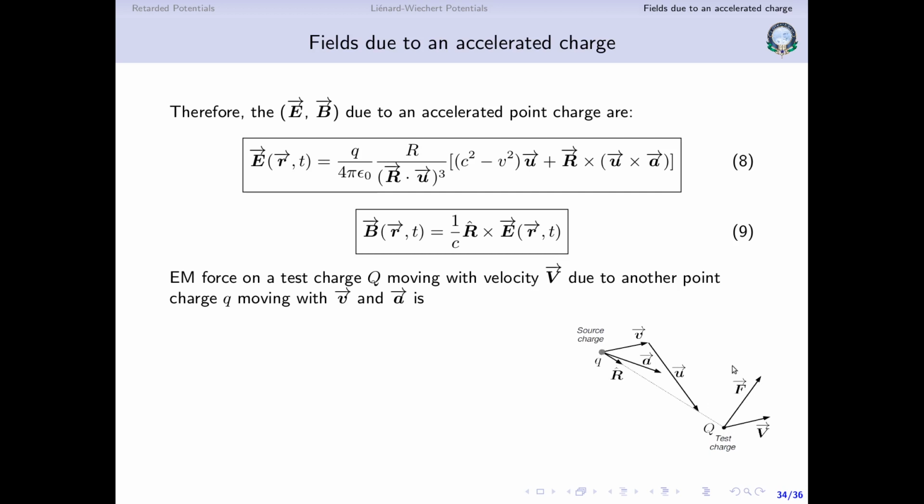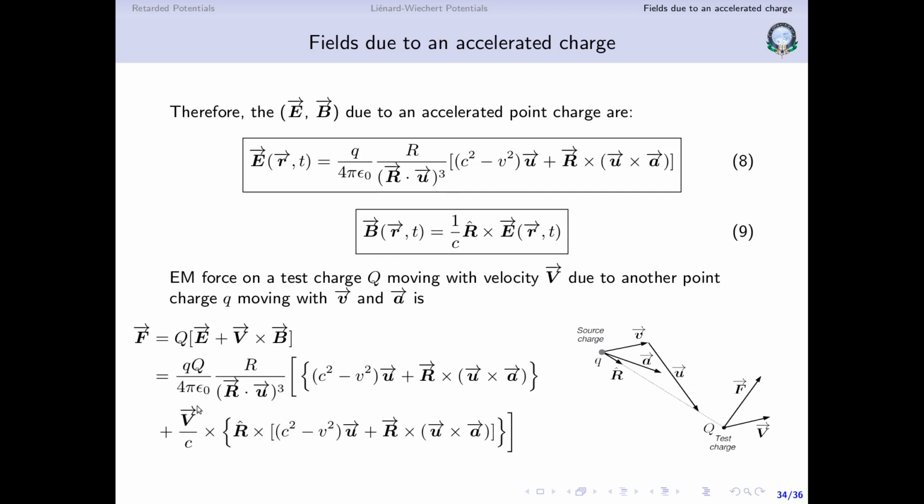Then what will be this electromagnetic force? Very simple. It will be nothing but the Lorentz force law, which is F equals Q into E plus V cross B. All we have to do now is take this E and this B, substitute over here, simplify this, and we will get the mutual electromagnetic force between any pair of charges.